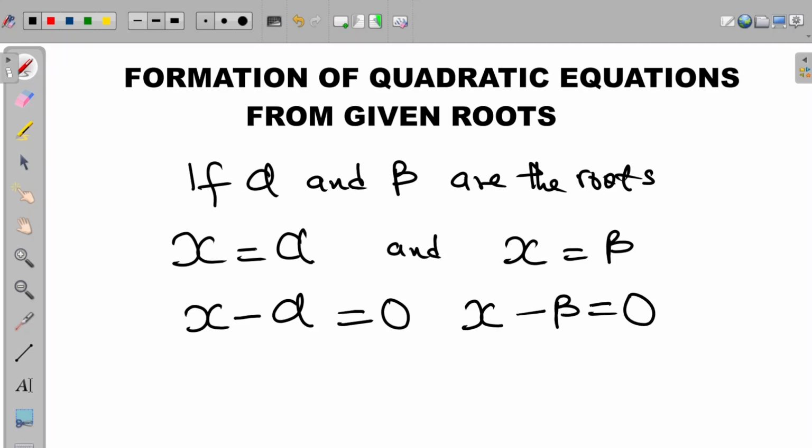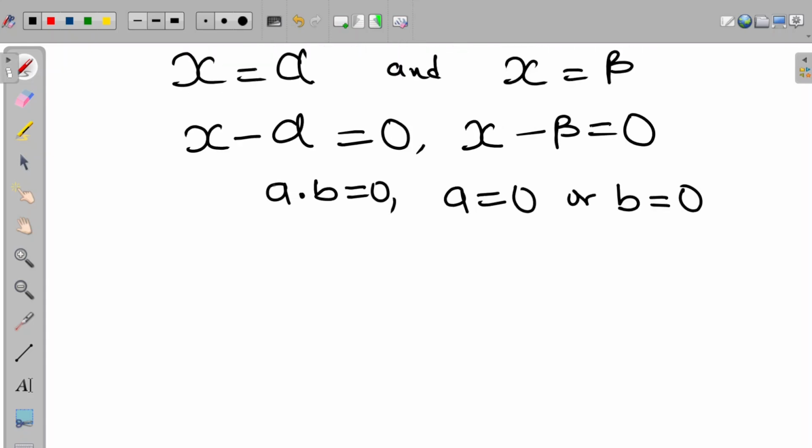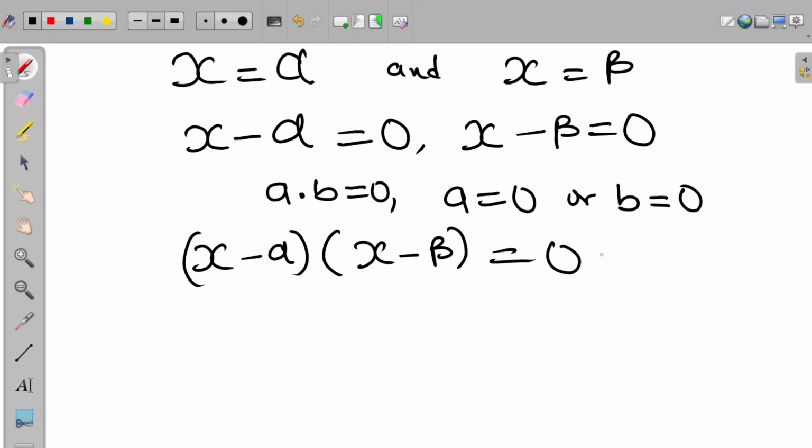So recall that if we have a multiplied by b equal to 0, we establish that a is equal to 0 or b is equal to 0. It is either x minus beta is equal to 0 or x minus alpha is equal to 0. Thus, the equation becomes x minus alpha multiplied by x minus beta equal to 0.